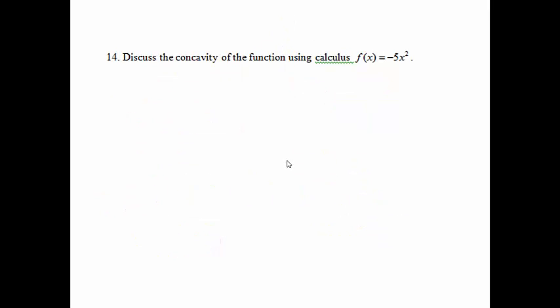Okay, number 14, discuss the concavity of the function using calculus. f of x equals negative 5x squared. So concavity, again, we know we need to get to the second derivative. So f prime is equal to negative 10x, and f double prime is equal to negative 10. So looking for a critical number on this one, that is never going to equal 0. It's always going to equal negative 10.